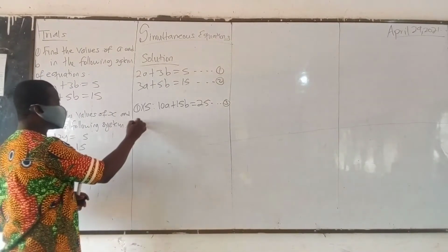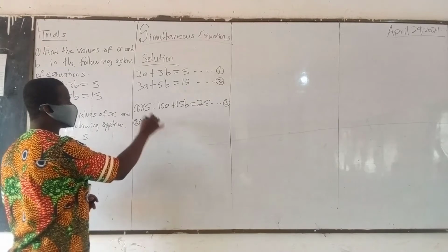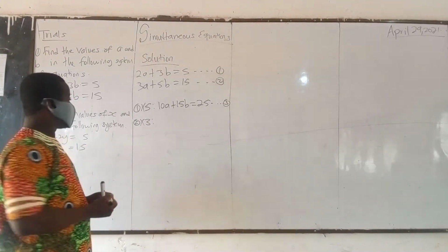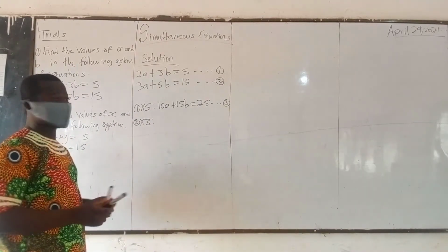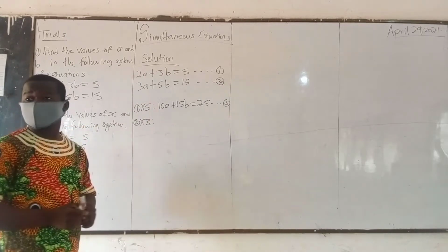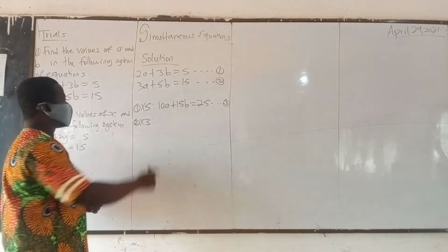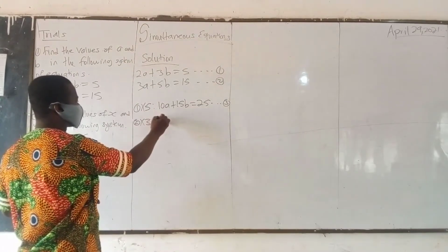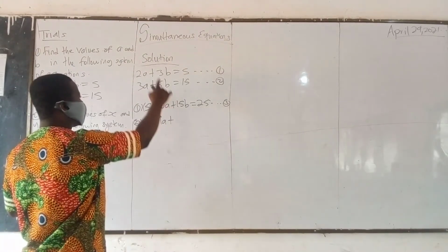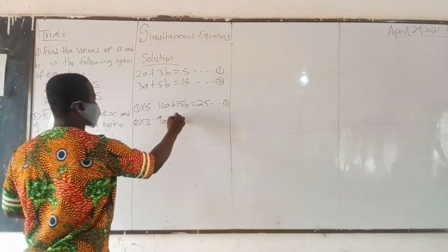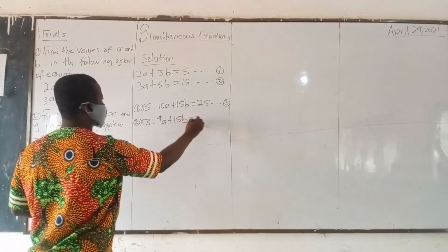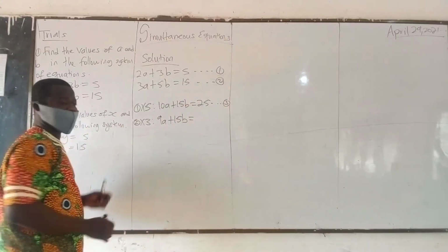Let's look at equation 2 times 3. Do you get that? Yes. Equation 2 times 3, because we said we have to multiply equation 2 by 3. 3 times 3a gives us 9a. And 3 times 5b gives us 15b. 3 times 15 gives us 45. And now we have equation 4.